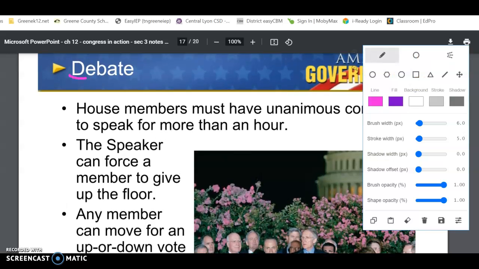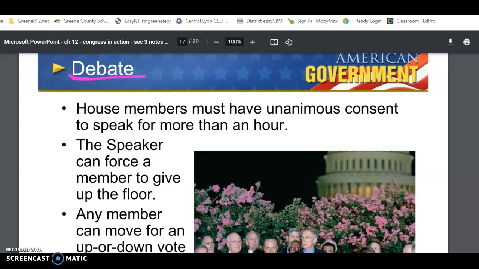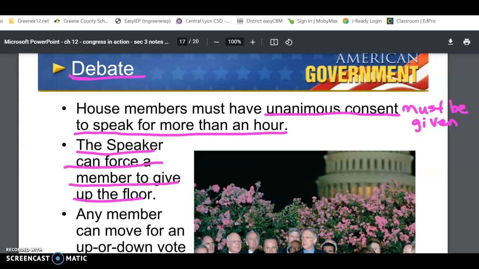All right, so your next heading is debate. House members must have unanimous consent to speak for more than 1 hour. So everybody in that chamber, whether it be the House or the Senate, everyone must give consent for a person to speak for more than 1 hour. So unanimous consent must be given to speak for more than 1 hour. The Speaker of the House can force a member to give up the floor.